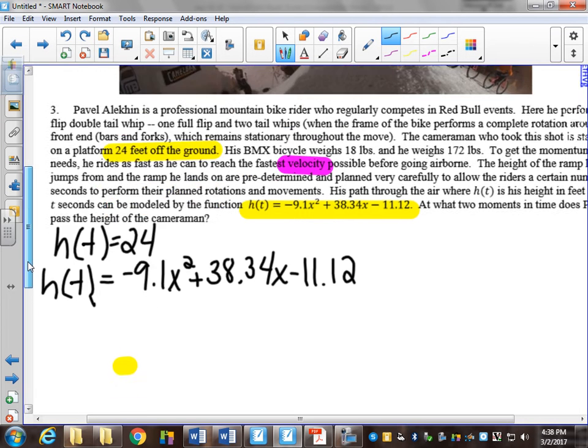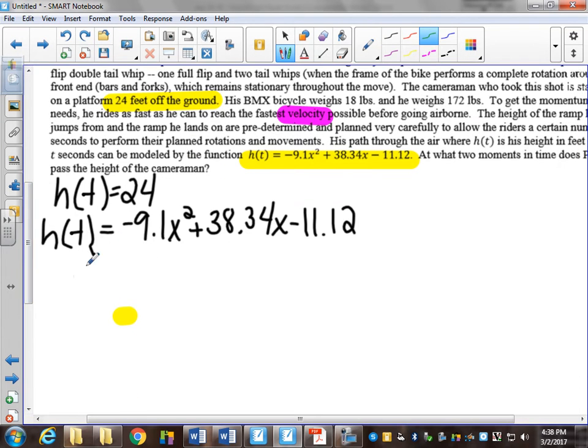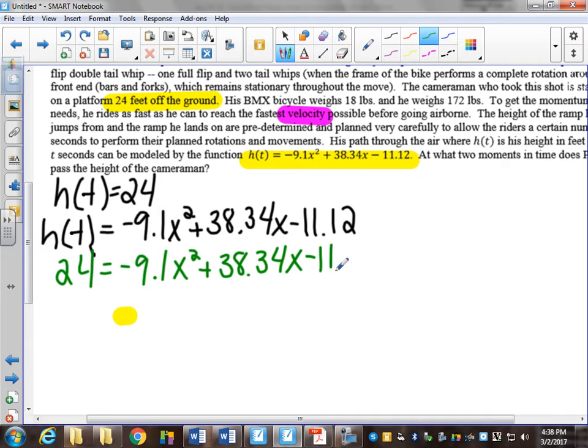So now let's plug in the information we have. 24 equals negative 9.1 x squared plus 38.34x minus 11.12. In order to get this in the form that we want when we're talking about velocity problems, we need this equation to be set equal to 0. So let's get rid of that 24.